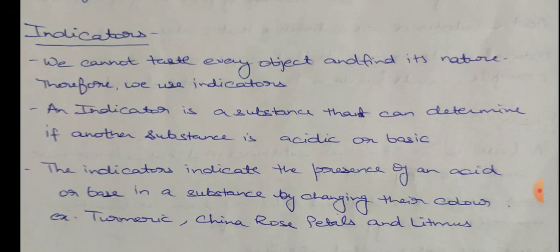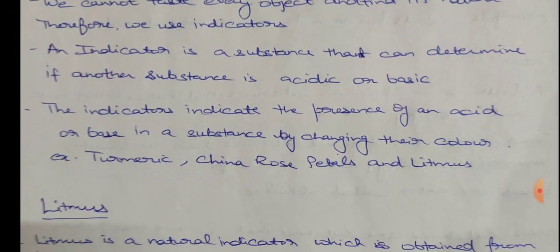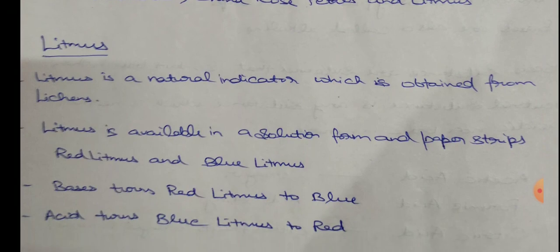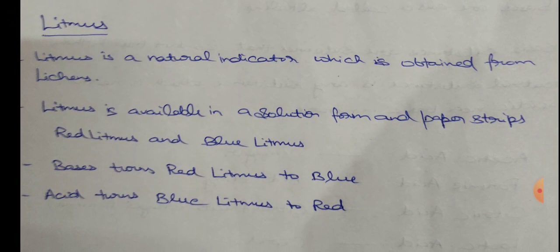Okay. So let's first take a look at litmus. What is litmus? Litmus is a natural indicator which is obtained from lichens. Very important one, this one. It is available in both forms, solution or paper strips. It is of two types, red litmus and blue litmus. Getting, students? It is of two types, red litmus and blue litmus solution.